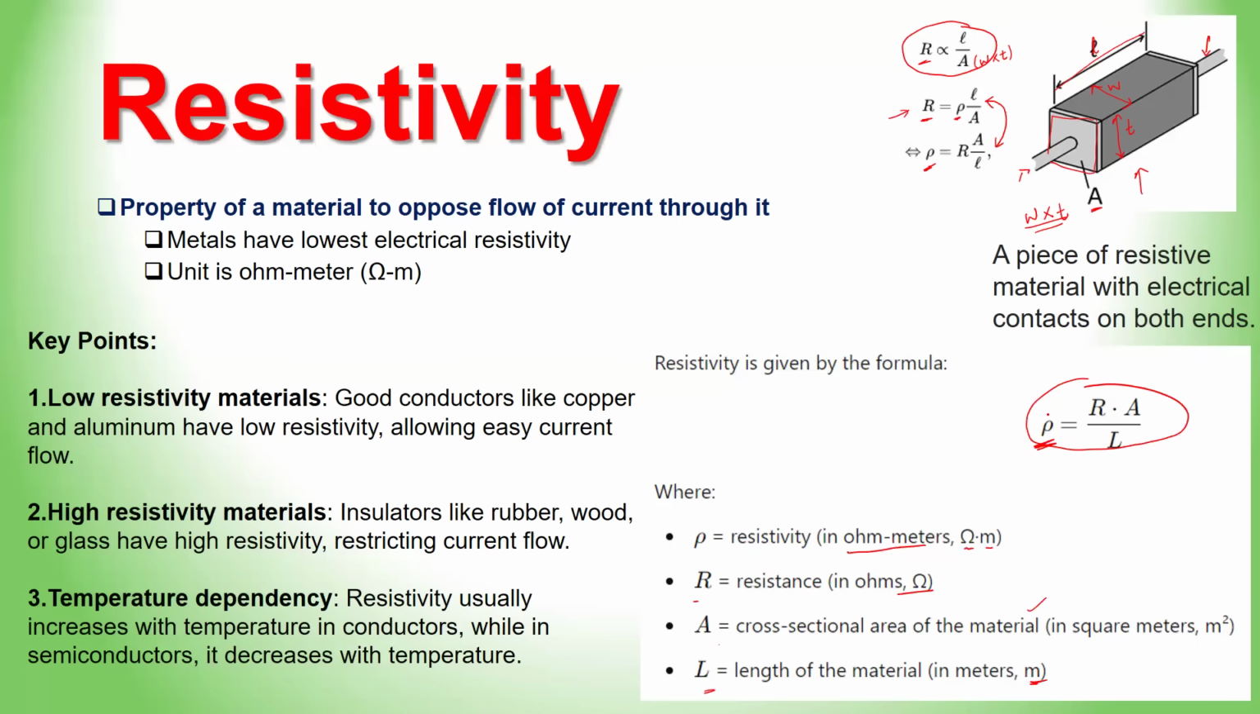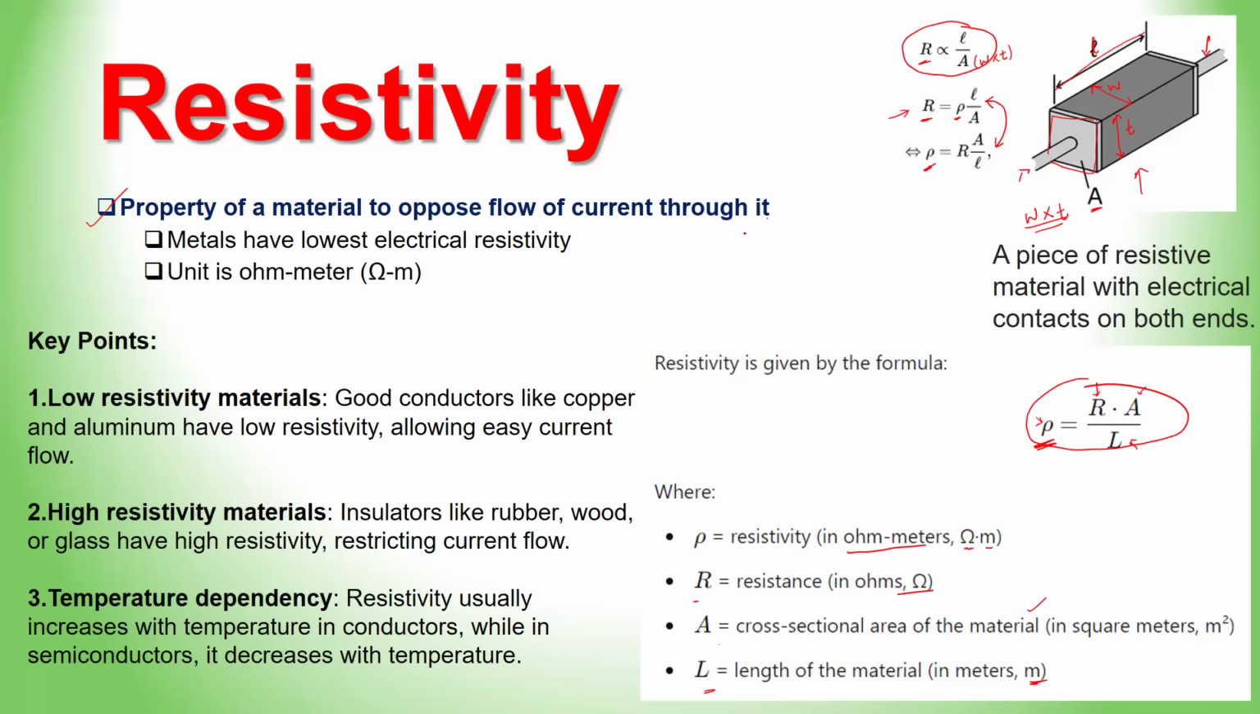So the resistivity is a fixed quantity that is decided by the resistance offered by the material, the cross-sectional area of the material, and the length of the material. So the longer the length of the material, the lower the resistivity; the higher the area of the material, the higher the resistivity. So we have to understand that it is a property of a material to oppose the flow of electrical current through it. That's the very basic definition of resistivity.